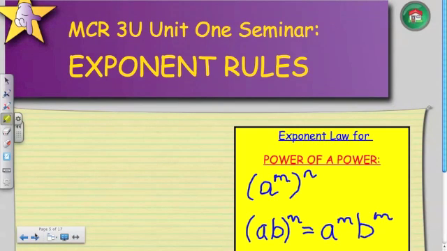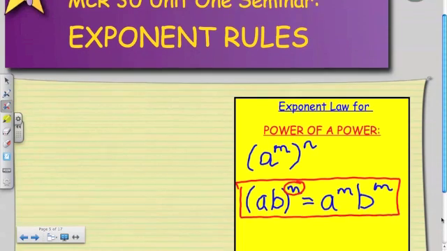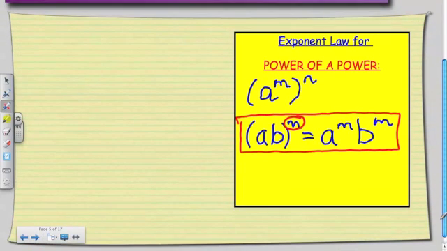Now, the rule on the bottom is actually just my power rule. Whenever I have something inside brackets, which I can't simplify further, and I have one power on the outside, that power has to be applied to everything inside the brackets. That's what that means. However, when you have a power of a power, this is pronounced a to the power of m to the power of n. So see how I'm saying to the power twice? That gives you a hint that it's a power of a power rule.